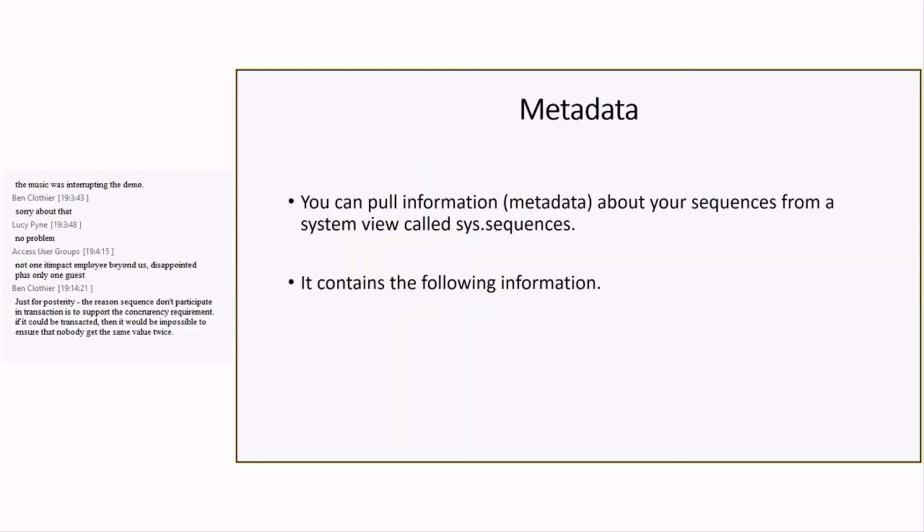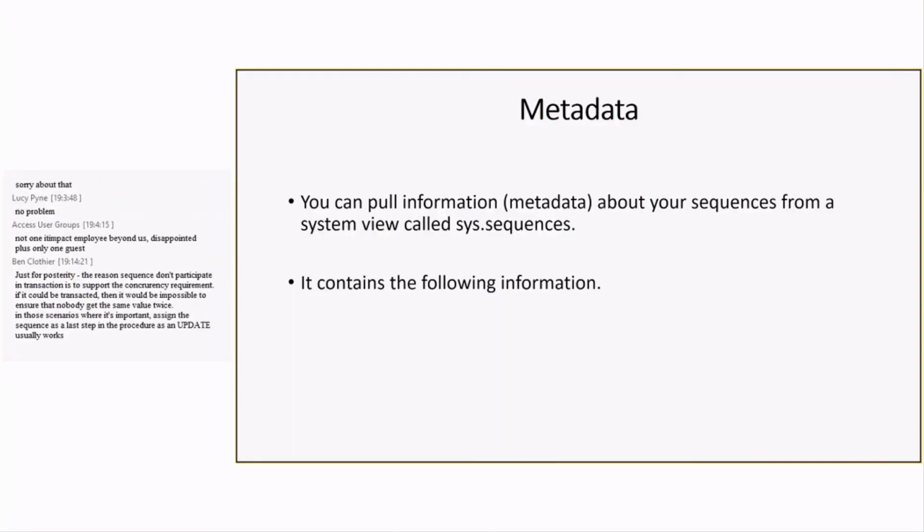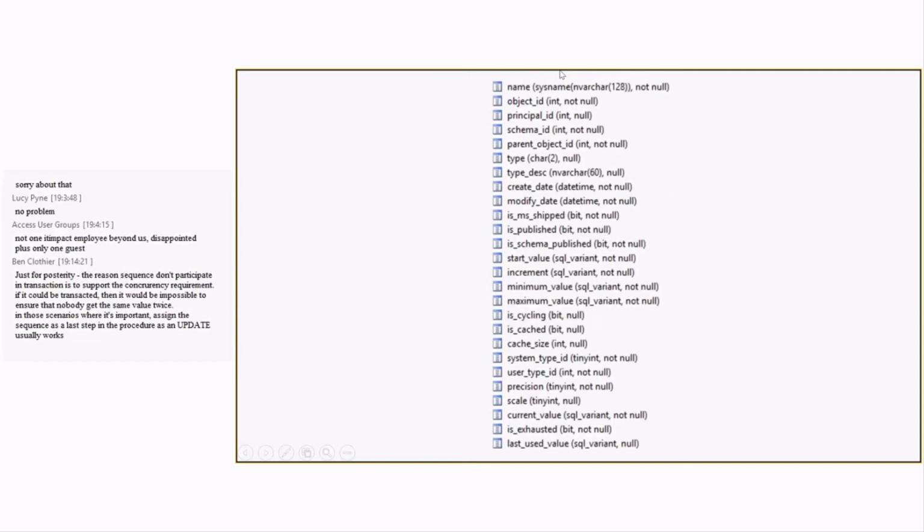There is also metadata, which is available. You can pull information or metadata about your sequences from a system view called sys.sequences, and it contains the following information. It contains a whole bunch of information that you would maybe want to show the user, information which you might not be interested in, but I'll show you some of the more useful information you might want.